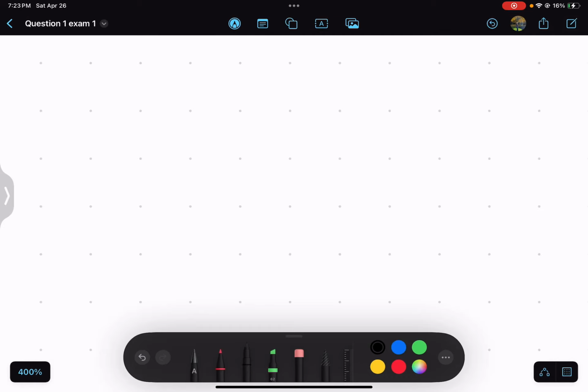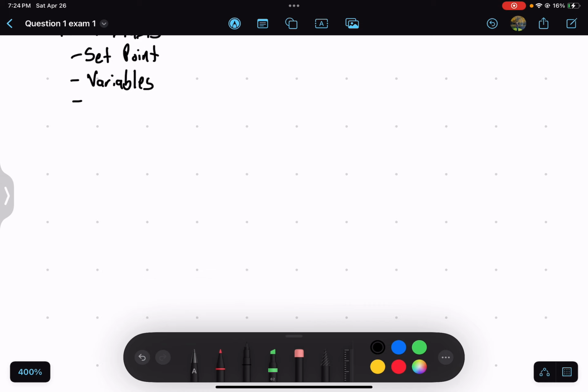So first things first, I'm going to teach about homeostasis. I'm going to show a list of different vocabulary that I'm going to touch along the way. So I'm just going to write these out, and then I'll touch along these as I teach. So this will just take a second.